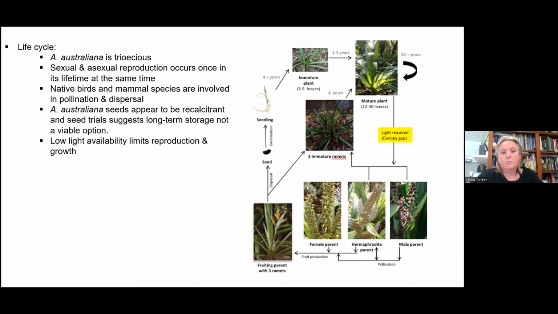Following dispersal, which happens through a range of species, I've got some photos in the next slide, you'll have germination, and then it takes approximately 4 years to form like 3 to 9 leaves. It's very slow growing in the understory. The 3 ramets that are formed from the clonal reproduction can go on to reproduce after 4 years of their own and start that cycle again.